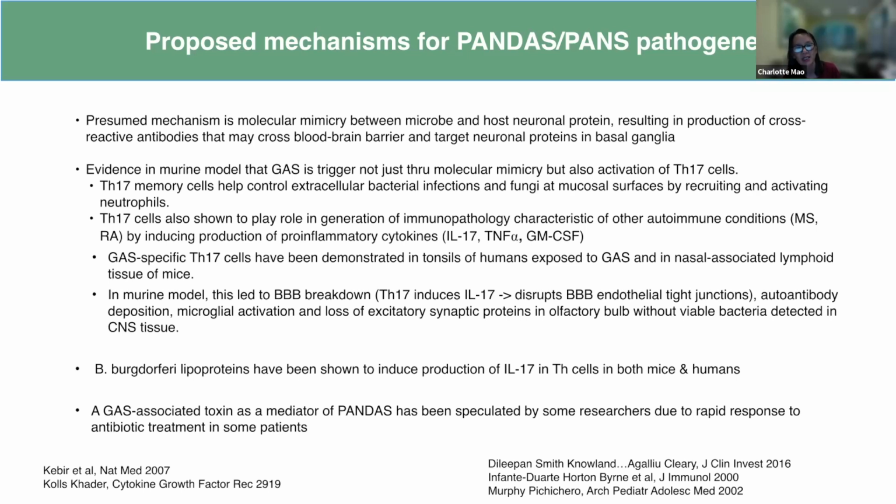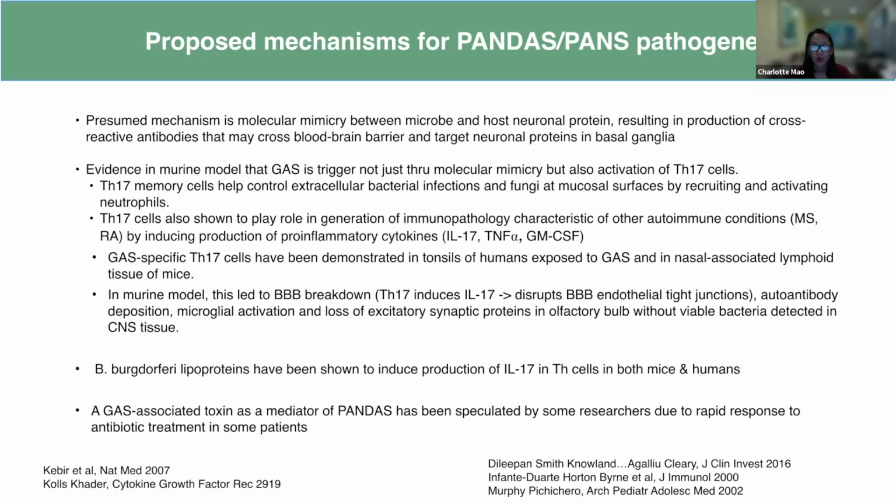And there is a murine model that has shown that these group A strep-specific Th17 cells can be found in the nasal associated lymphoid tissue of mice, which is basically an equivalent to the palatine tonsils of humans, where these cells have also been demonstrated. And in the murine model, this led actually to breakdown of the blood-brain barrier. That's because the Th17 induces this pro-inflammatory IL-17 cytokine, which disrupts endothelial tight junctions of the blood-brain barrier. And it led to autoantibody deposition, microglial activation, and the loss of excitatory synaptic proteins in the olfactory bulb, all demonstrated in this murine model study without viable strep bacteria detected in CNS tissue.